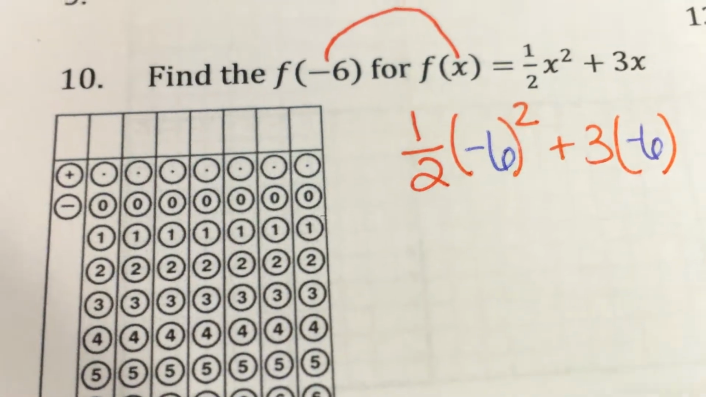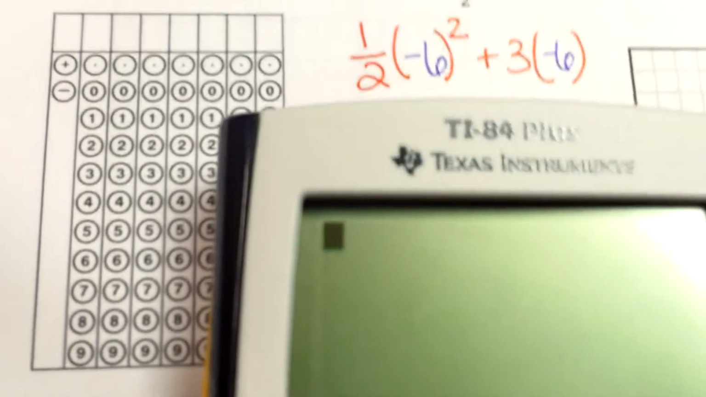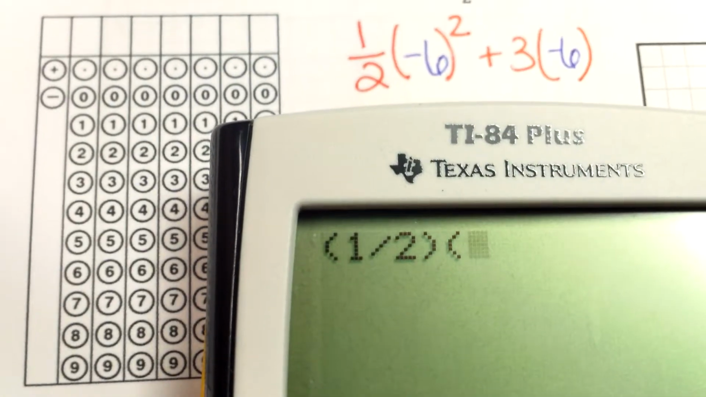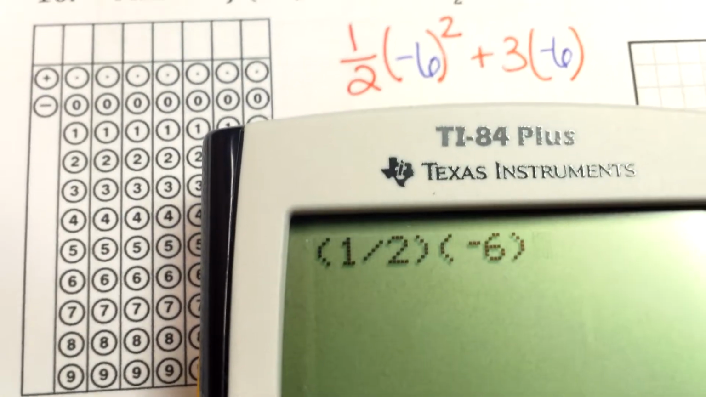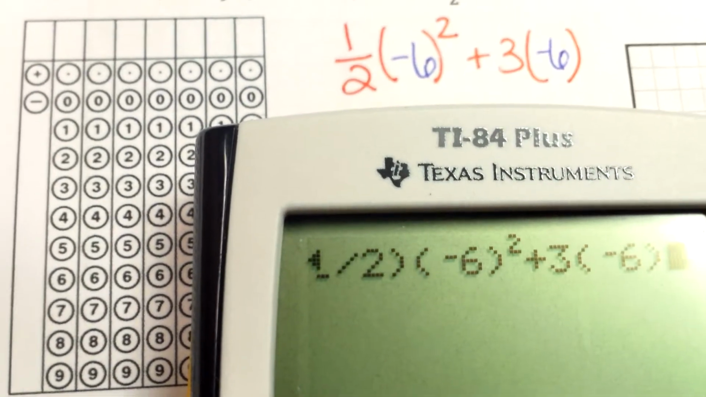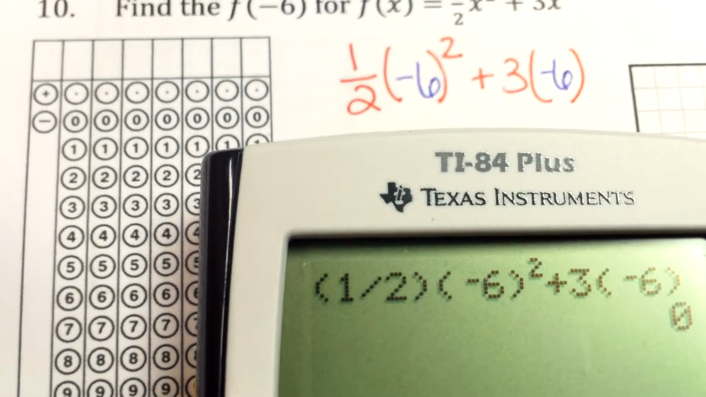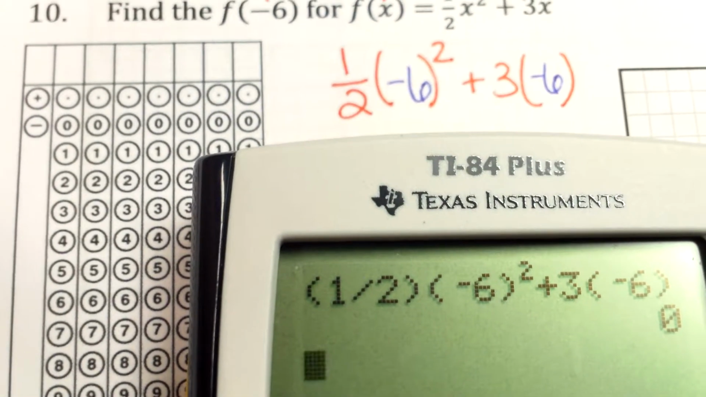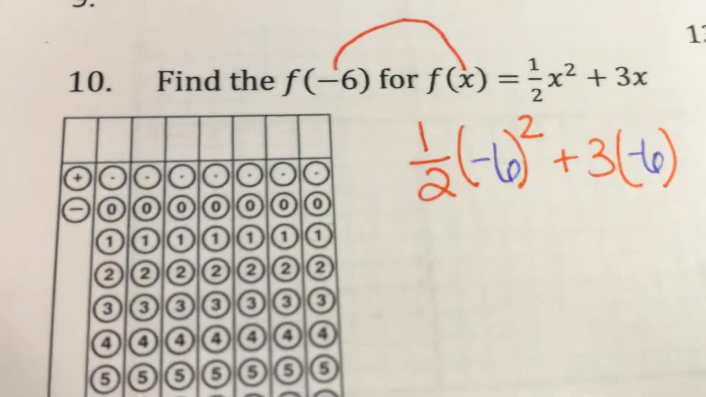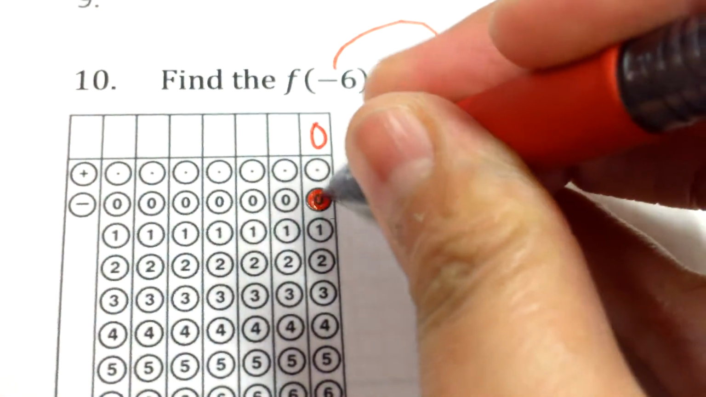Now we can put this in the calculator. Let me go ahead and clear it. 1/2 times negative 6 squared plus 3 times negative 6. Enter. Oh, we ended up getting 0. So the answer is 0. We could put 0 there and bubble it in.